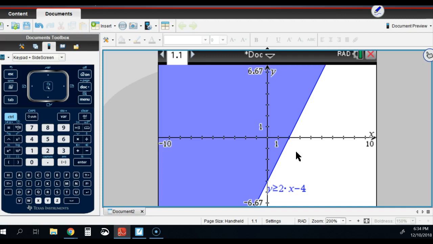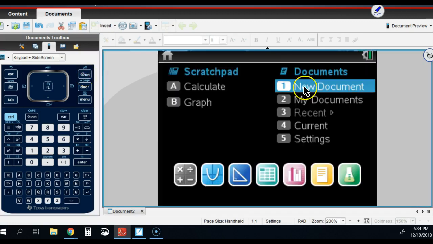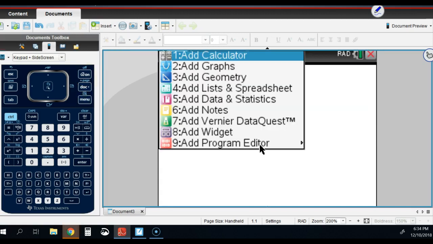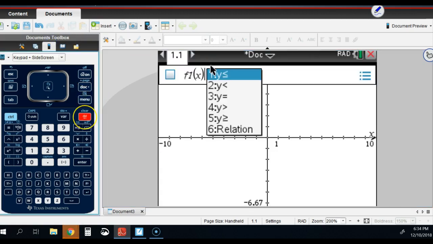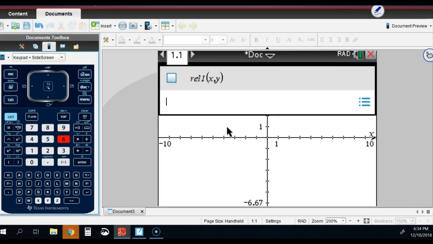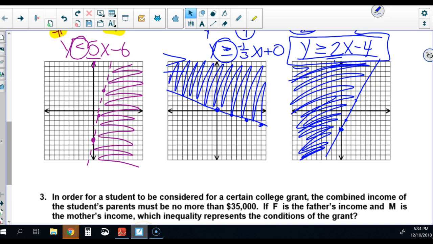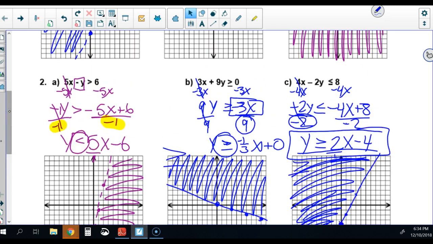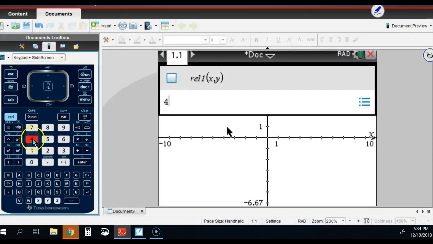Another trick: if we go to a new graph and delete the equal sign, we can choose relation, option 6, and we could type in the original problem the way it was given to us. 4x minus 2y is less than or equal to 8. So I can type in 4x minus 2y. Now, less than or equal to. You got to look over here above the control key.